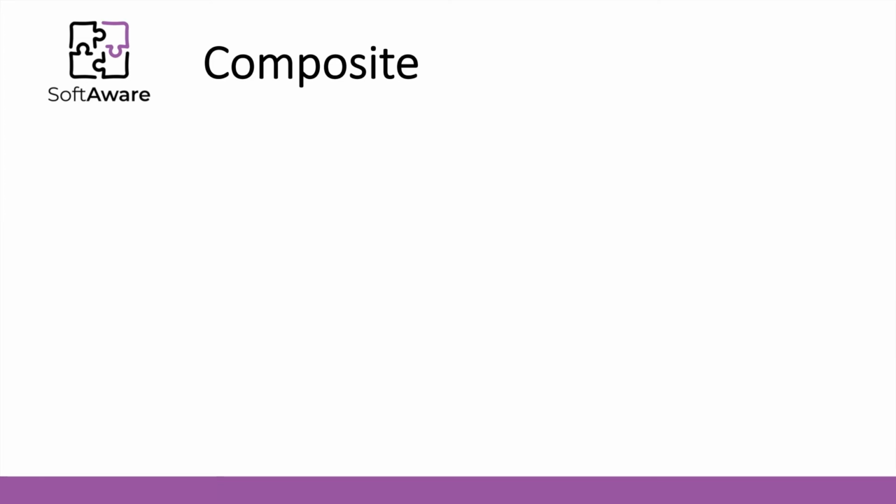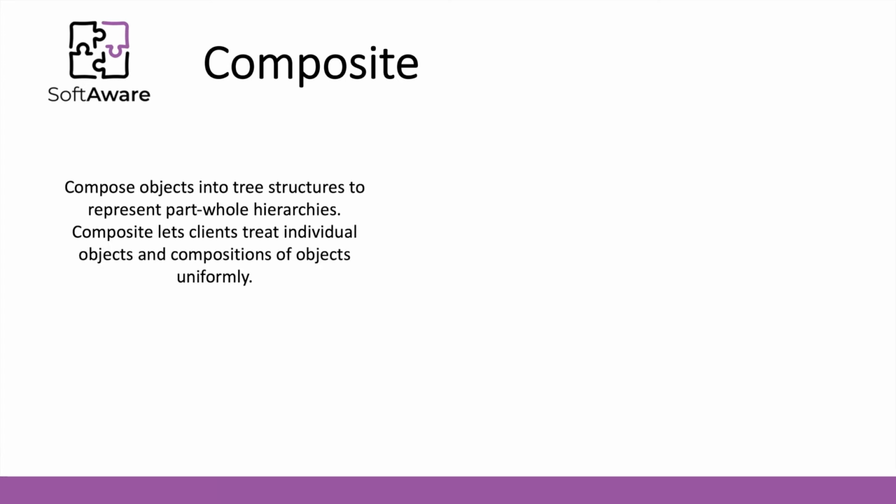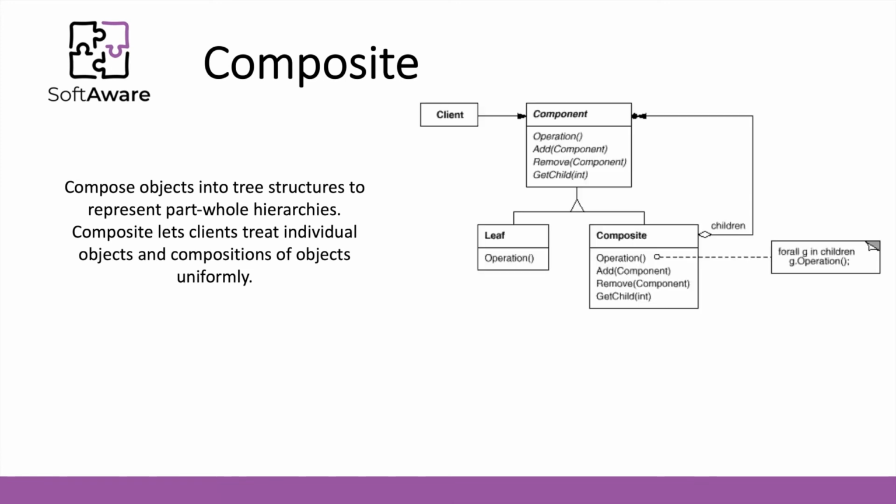The goal of the composite pattern is to compose objects into tree structures to represent part-whole hierarchies. Composite lets clients treat individual objects and compositions of objects uniformly. The composite pattern defines class hierarchies consisting of primitive objects and composite objects. Primitive objects can be composed into more complex objects, which in turn can be composed, and so on recursively.